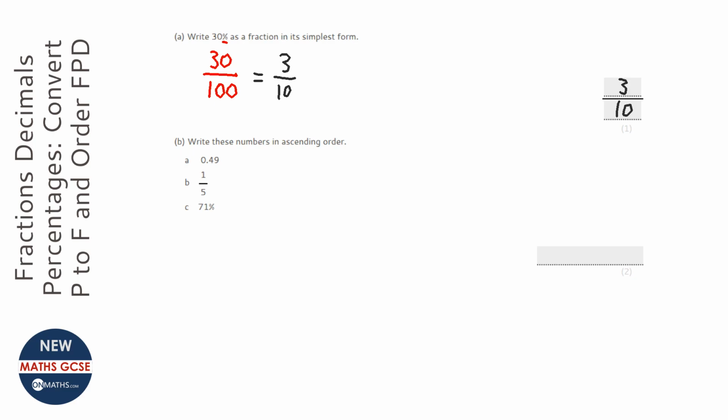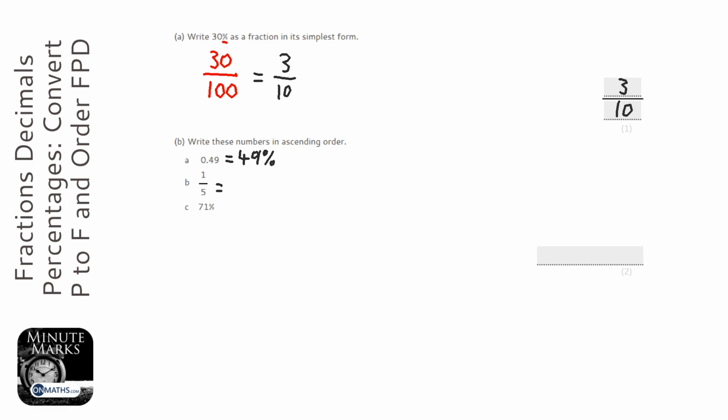Now for this next question, we need to convert these all into the same thing. By far the easiest thing to convert them all into is percentages. So we don't need to do anything with C. For A, all you need to do is times it by 100. Any decimal, you just times by 100, it makes it a percentage. So that's 49%.